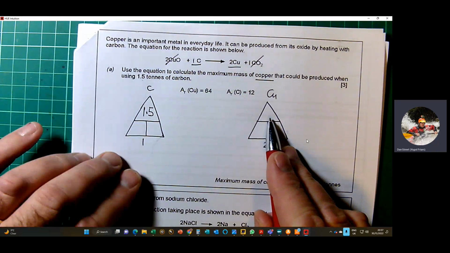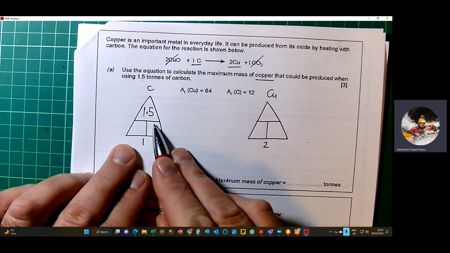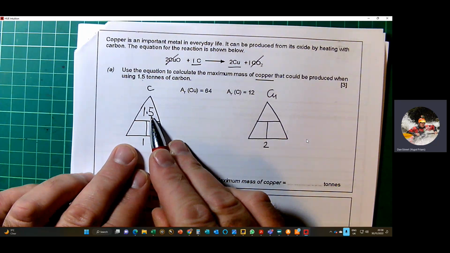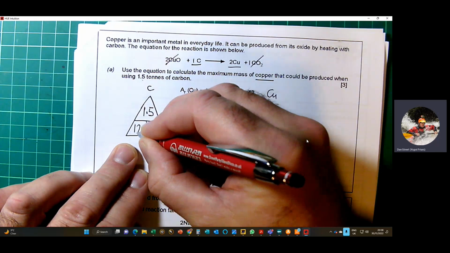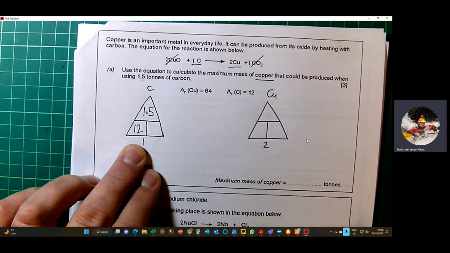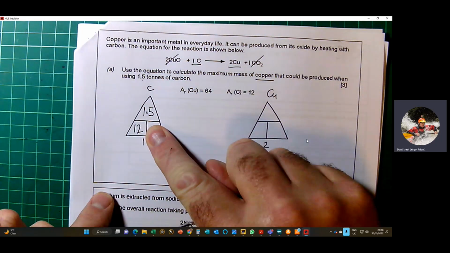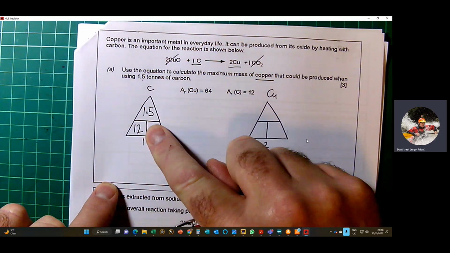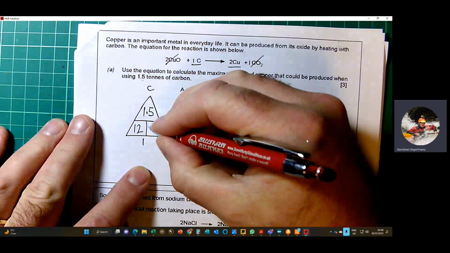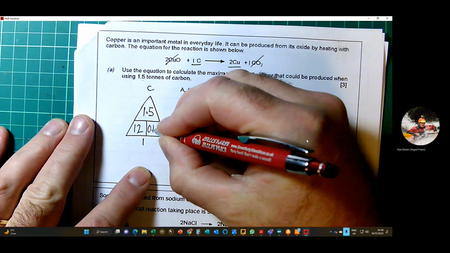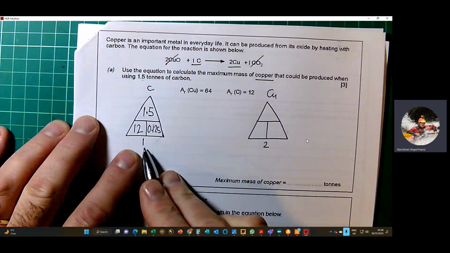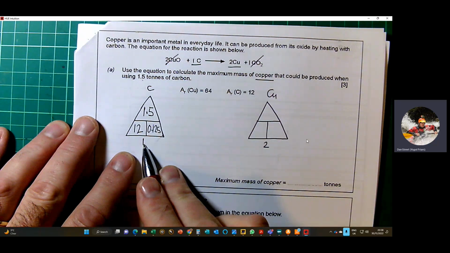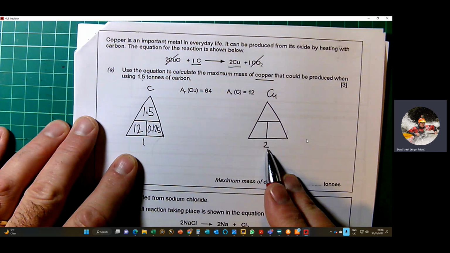So in order to know that, we need to know how many moles of carbon are actually in 1.5 tons. To find that out, we need to know the MR of carbon, which is 12. If we do the calculation suggested by the triangle, 1.5 divided by 12 gives us 0.125 moles. Now at this point we need to remember that that's equivalent to 1 mole of carbon, but for every 1 mole of carbon we produce 2 moles of copper.